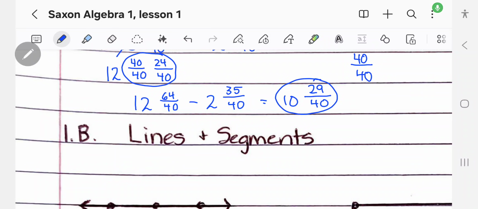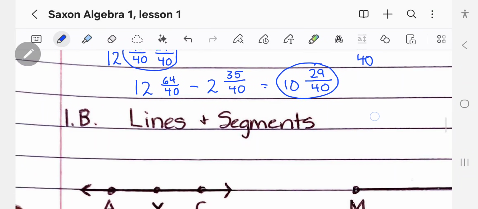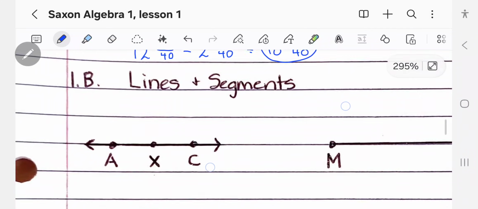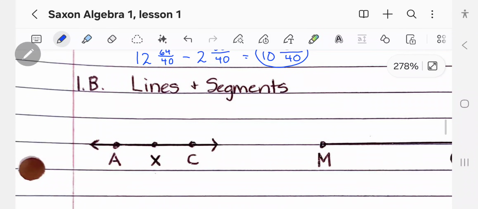So this is Algebra 1, Lesson 1, and we're picking up with 1B. We did 1A in the previous video. So they're talking to us about lines.